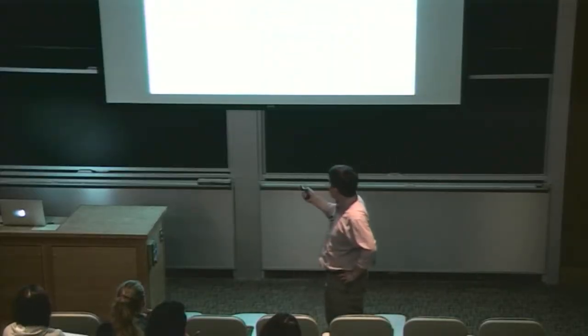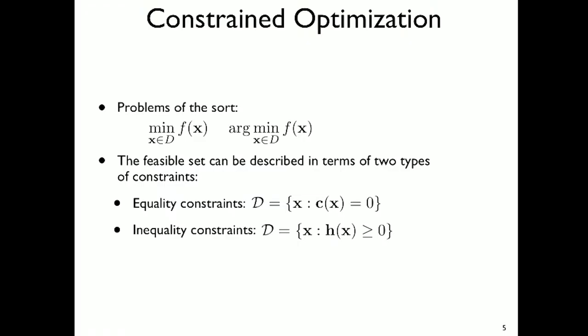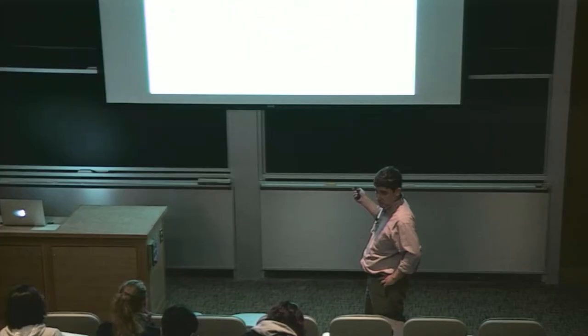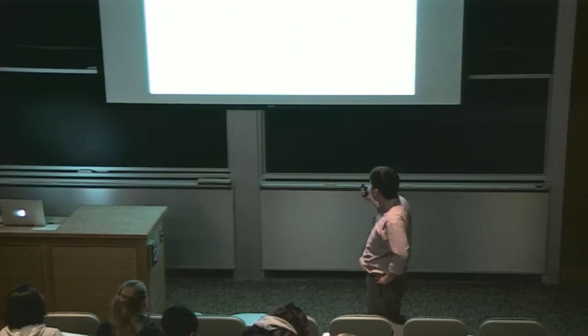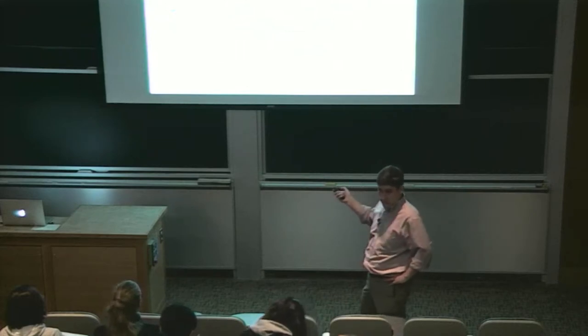So these are the sorts of problems we want to solve. D is called the feasible set, right? It can be described in terms of really two types of constraints. One is what we call equality constraints. So D can be the set of values x such that some nonlinear function c of x is equal to 0. Okay, so it's the set of points that satisfy this nonlinear equation. And among those points, we want to know which one produces the minimum in the objective function.